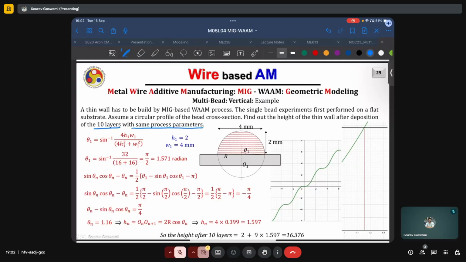And here what we'll end up doing is find the height of the first layer, then find the height of each of the next 9 layers and just add them to it. As we can see, this is the height of the first layer plus 9 layers of this second height, which gives us the total height. And see the difference between this. If all the layers had the same height as the first layer, we would have obtained after 10 layers a build of 20 mm, whereas in this case the actual build height is only 16.376. So we have almost 20 or 25% error in this case.